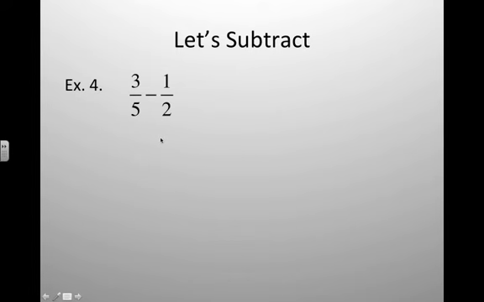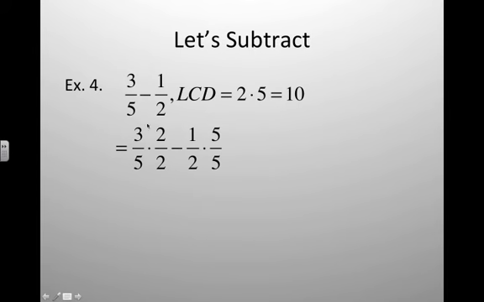Again, in addition and subtraction, you have to have a common denominator. You have to be combining the same size of pieces. The denominator tells you the size of the piece, the numerator tells you how many pieces. So our least common denominator again is going to be 5 times 2, or 10, and so we've got to rewrite our fractions with the common denominator of 10.